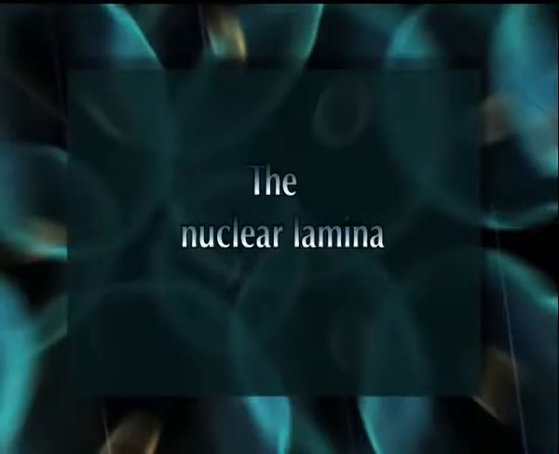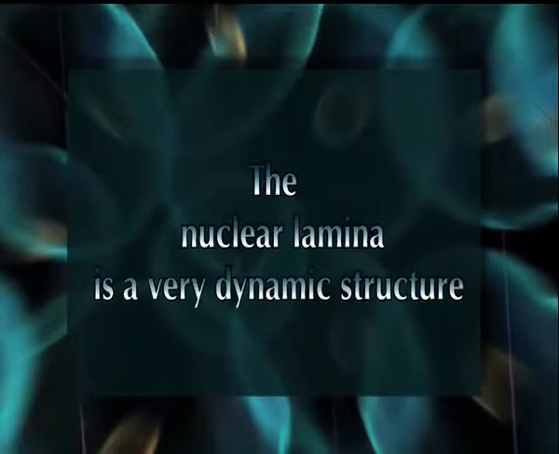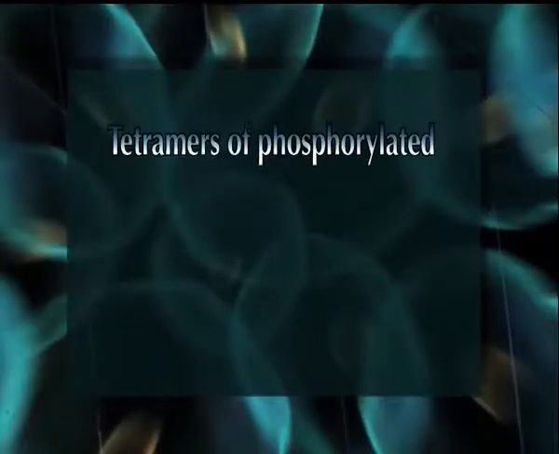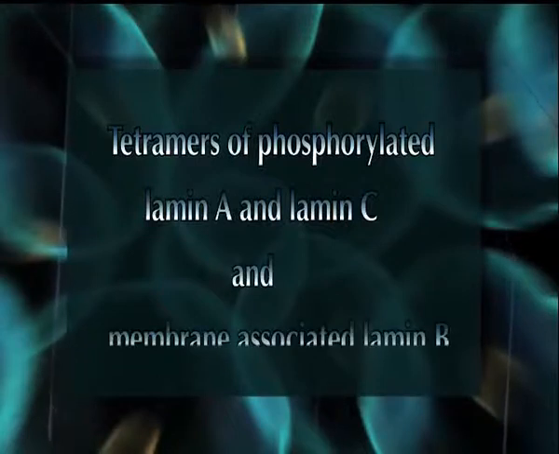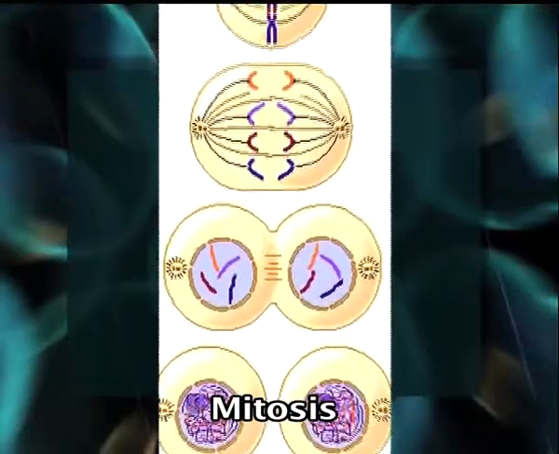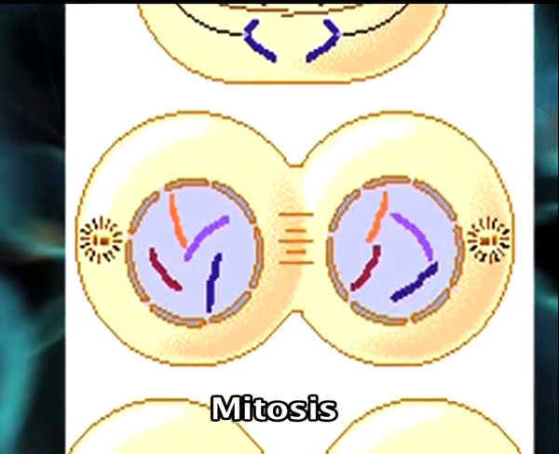The nuclear lamina is a very dynamic structure. In mammalian cells undergoing mitosis, the transient phosphorylation of several serine residues on the lamins causes the lamina to reversibly disassemble into tetramers of phosphorylated lamin A and lamin C and membrane-associated lamin B. As a result, lamin A and lamin C become entirely soluble during mitosis. At telophase, they become dephosphorylated again and polymerize around chromatin.